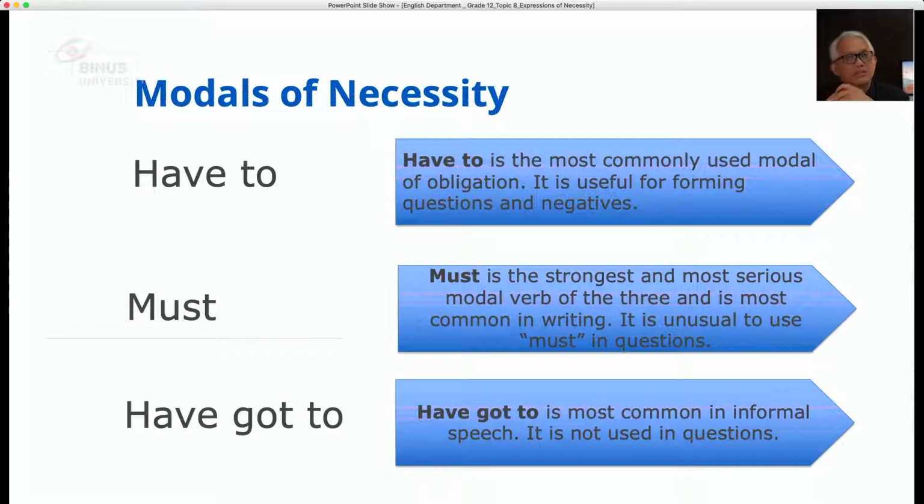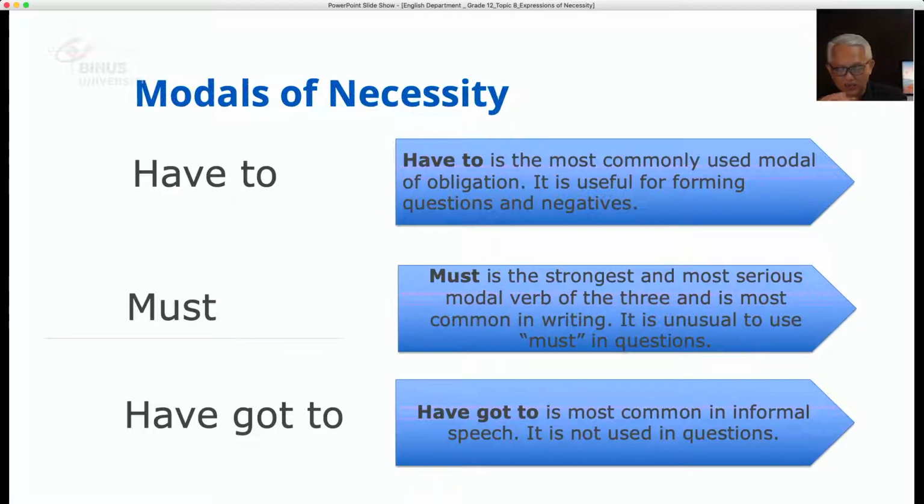And then must, on the other hand, unlike have to, has the strongest sense. So when somebody says to you, you must clean up your room, it means you must clean up your room. Perhaps your mom is not happy about the situation in your room. Perhaps your dirty clothes are everywhere, your socks on your bed, or perhaps your games are everywhere on the floor. So that's why your mother says, you must clean up your room now. All right? So what does it sound like? A necessity or an obligation?